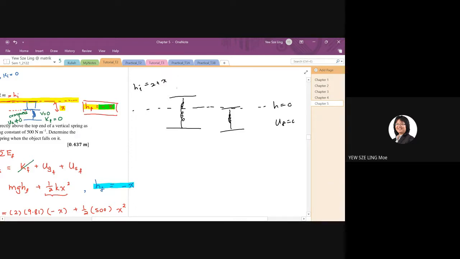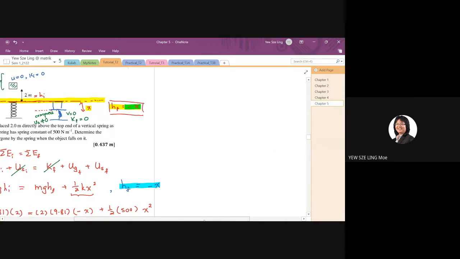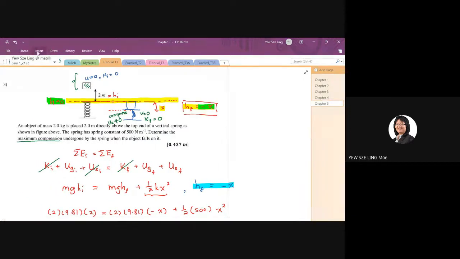Okay, so ini cara yang saya tunjuk kamu tadi. Pada awal saya ambil maximum compression that h equals to 0. So in that case, I have U g final equals to 0. Tetapi saya tukar menjadi yang saya tunjuk kamu dalam warna merah punya. Why? Because I want you to learn what happens if you have a h below h equals 0. Dia boleh berlaku ya, dia bukan tak boleh berlaku. That's why I change it, because I want to introduce a new concept to you.